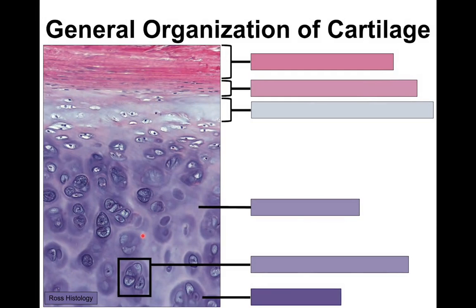So as a summary, most of the cartilage, with some exceptions, is externally covered with perichondrium, and perichondrium has two layers. The outer fibrous layer is mainly composed of type 1 collagen fibers, so it appears eosinophilic in H&E staining because it's collagen fiber. The second layer of the perichondrium is the chondrogenic layer.